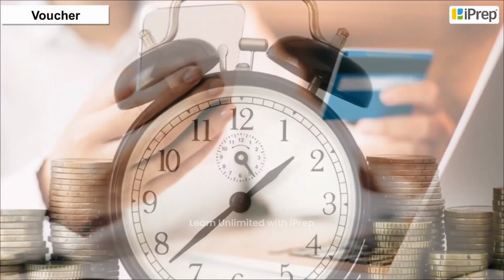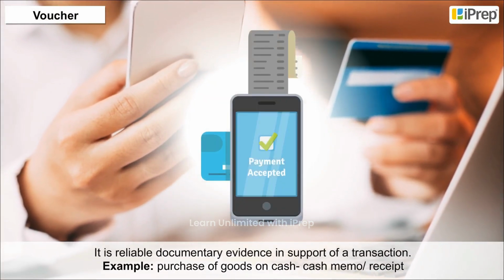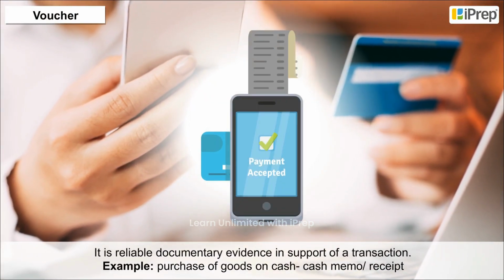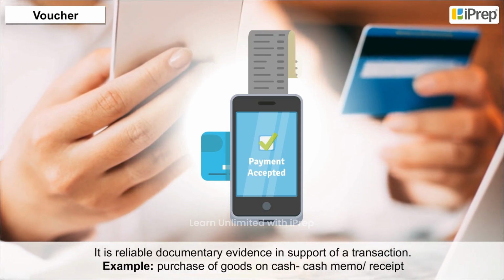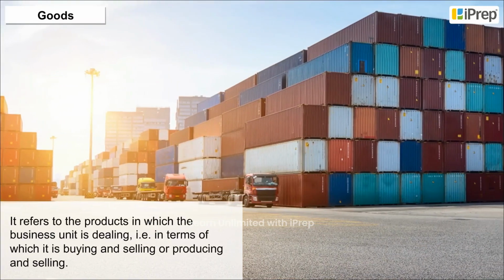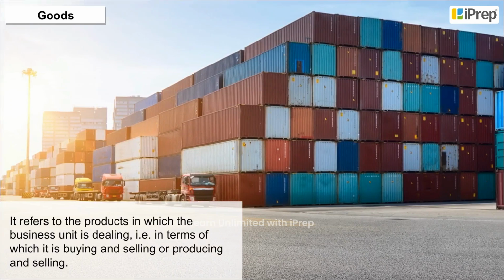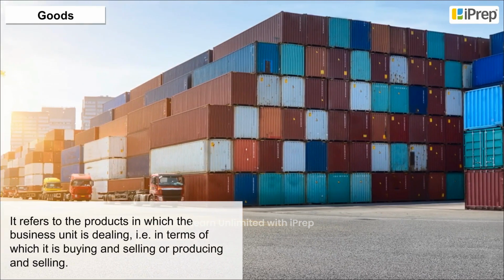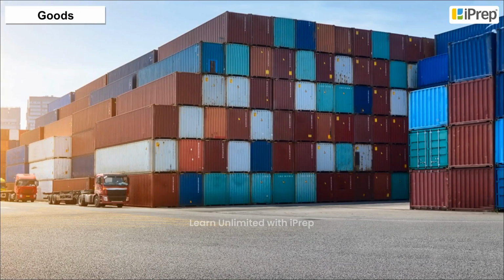Voucher. It is reliable documentary evidence in support of a transaction. Example, purchase of goods on cash, cash memo or receipt. Goods. It refers to the products in which the business unit is dealing, that is, in terms of which it is buying and selling or producing and selling.